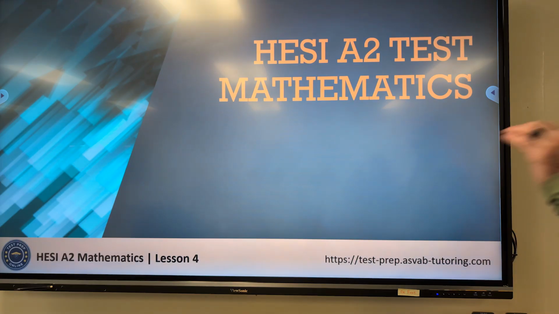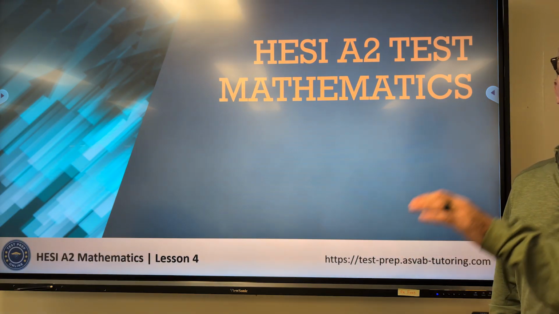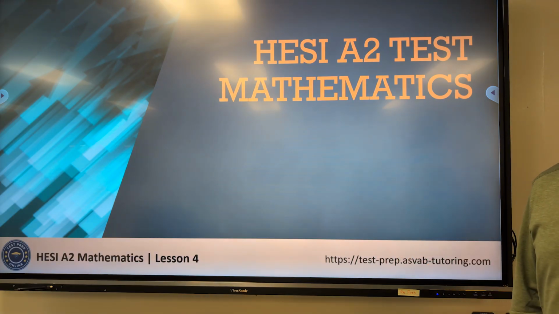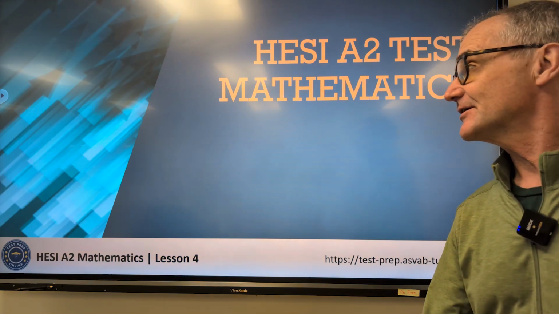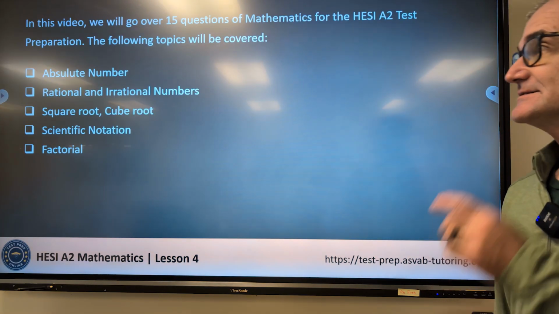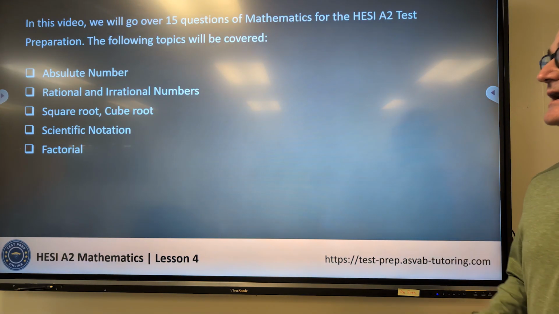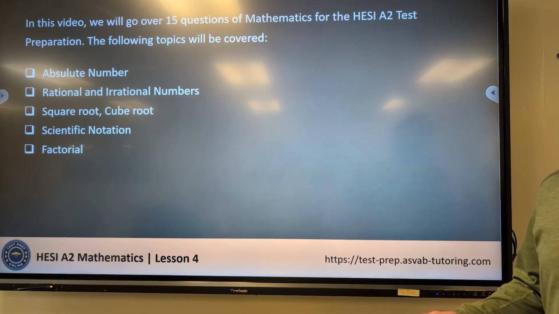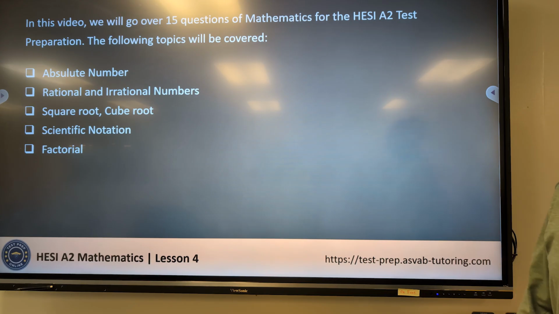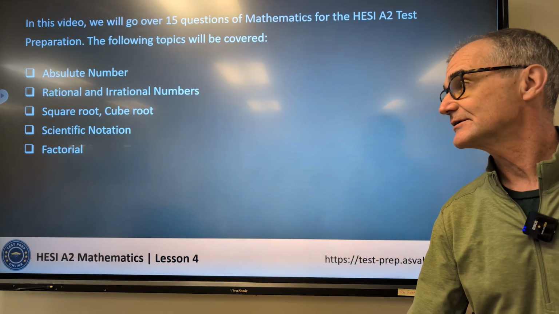Today we're going to do lesson number 4 on our HESI preparation math exam. In this video we're going to go over a few different things: absolute values, rational and irrational numbers, square roots and cube roots, scientific notation, and factorials.